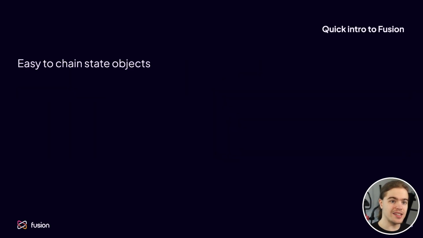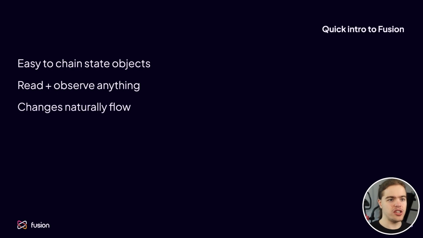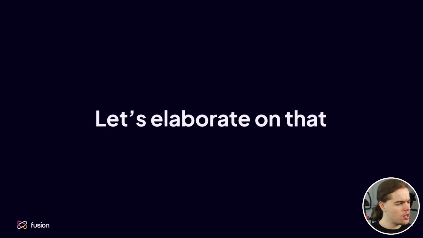Hopefully you can see that it's very easy to chain together state objects to form entire calculations. At any point, you can read or observe changes to any value in the chain, and all the changes just naturally flow down. This takes a lot of pressure off of developers so that you can focus on your logic, not your logistics. Let's elaborate on that. In what ways does this take pressure off of developers? What guarantees and assertions can they make?